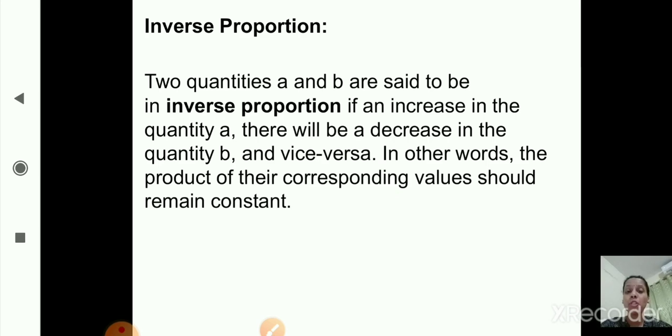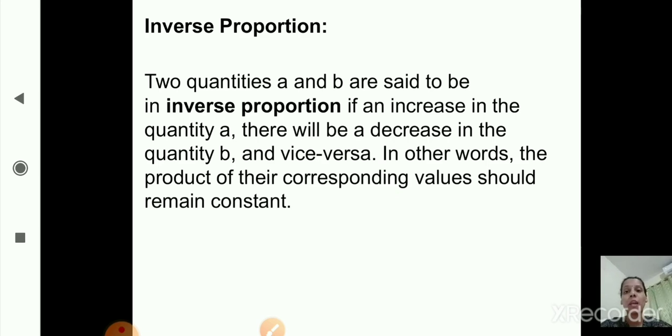In direct proportion, if one quantity is increasing, the corresponding other quantity will also increase. But in inverse proportion, if one quantity is increasing, then the other quantity will decrease. If one quantity decreases, then the other quantity will increase. That is what inverse proportion is.